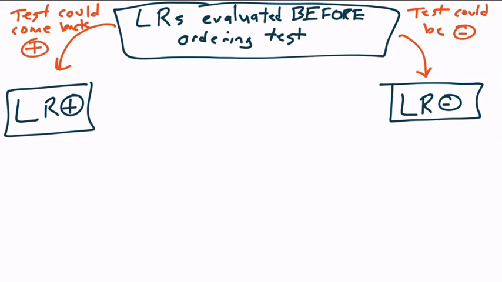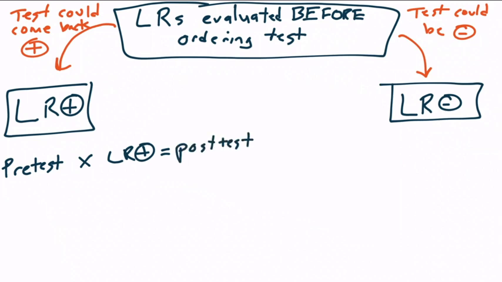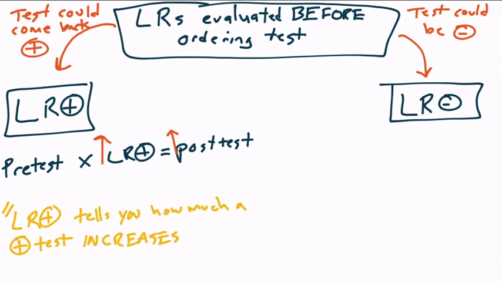To see this visually, here is the math behind the idea. Pretest probability times positive likelihood ratio equals the post-test probability. And as you can see mathematically, if the positive likelihood ratio increases, then your post-test probability increases. In other words, a positive likelihood ratio will tell you how much a positive test will increase the odds of disease.